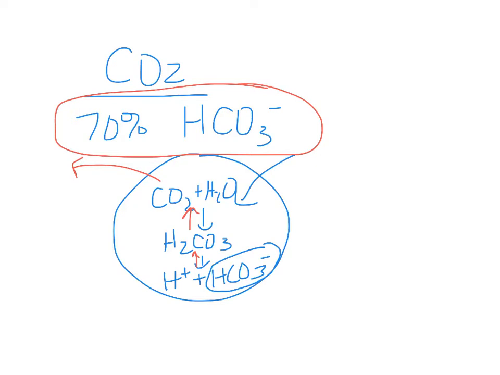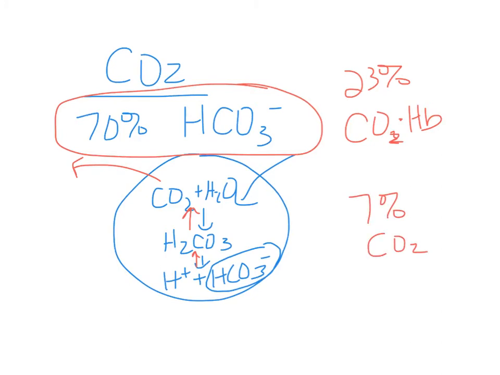Then we have carbon dioxide being transported by being bound to hemoglobin. And 23% of carbon dioxide will be bound to hemoglobin. So that's the second most common way that it's carried. And then finally, 7% of carbon dioxide will just float around in the plasma. Okay? All right, so now let's look at some respiratory centers.